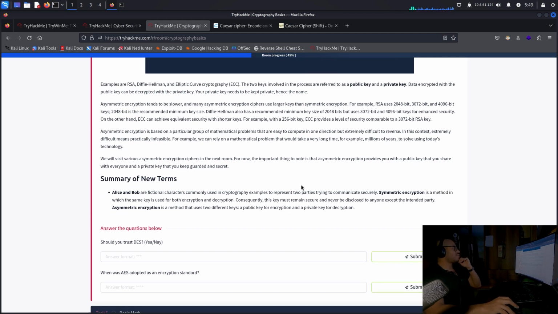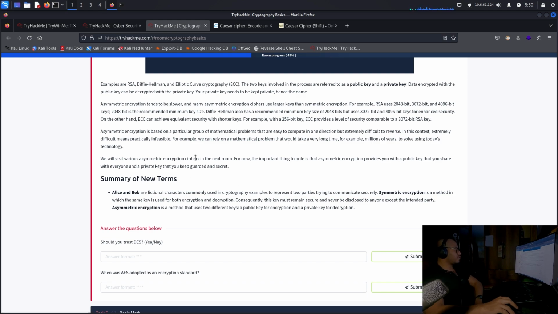Asymmetric encryption is based on a particular group of mathematical problems that are easy to compute in one direction but extremely difficult to reverse. In this context, extremely difficult means practically unfeasible. For example, we can rely on a mathematical problem that would take a very long time, millions of years, to solve using today's technology. We'll visit various asymmetric encryption ciphers in the next round. For now, the important thing to note is that asymmetric encryption provides you with a public key that you share with everyone and a private key that you keep guarded and secret.